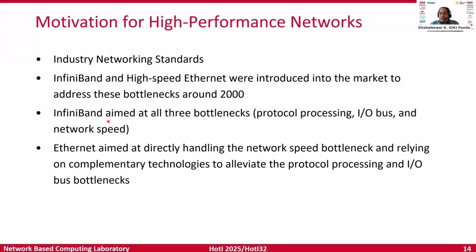Now, InfiniBand was totally new. It was an entirely newer technology. So that's why they aimed at all three bottlenecks: protocol, IO bus, and network speed. Ethernet was already there. They also wanted to address all three bottlenecks, but every time in these technologies, you have to be backward compatible. So they also wanted to be backward compatible, and they wanted to rely on complementary technologies to alleviate the protocol processing and IO bus bottlenecks.